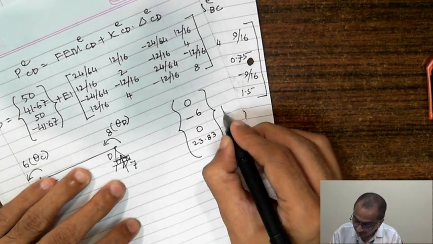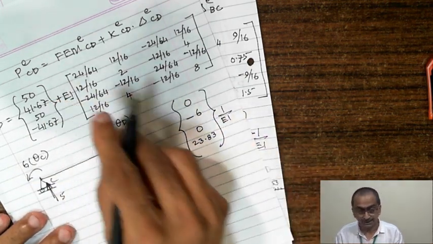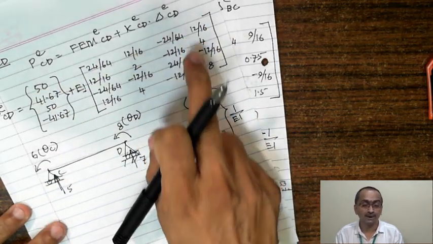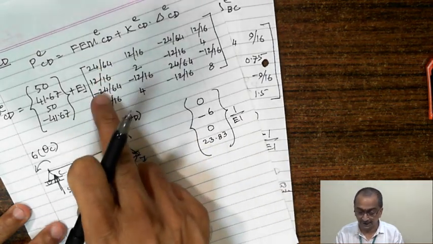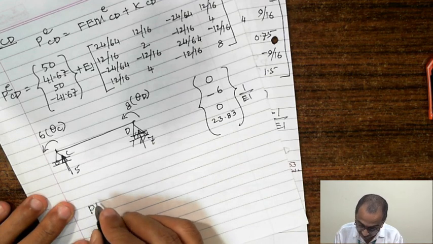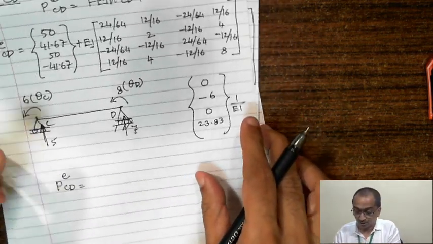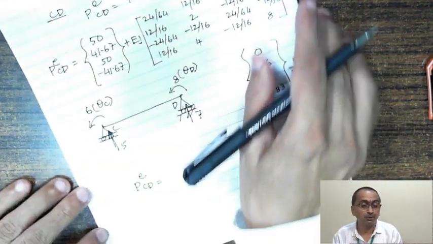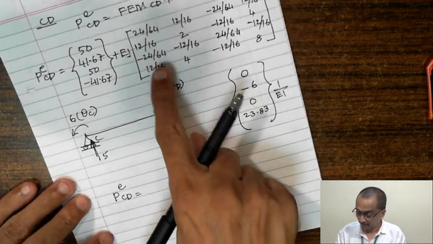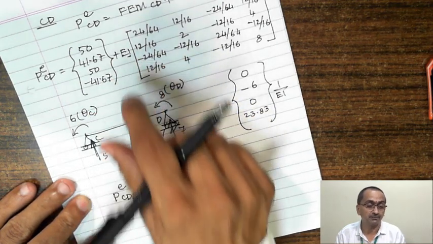I am taking 1 upon EI common, so that this 1 upon EI will get multiplied with this 1 upon EI, and then both of them will be cancelled. So by matrix multiplication, this is 4 by 4 matrix multiplied with 4 by 1. I am getting an answer in 4 by 1. Adding this matrix to FEM matrix, I am getting the final element equilibrium matrix or final elemental matrix. All of you know how to perform the matrix calculation. We have already covered how to perform matrix multiplication. 4 by 4 into 4 by 1, the result will be 4 by 1, and 4 by 1 plus 4 by 1, the result will be 4 by 1.